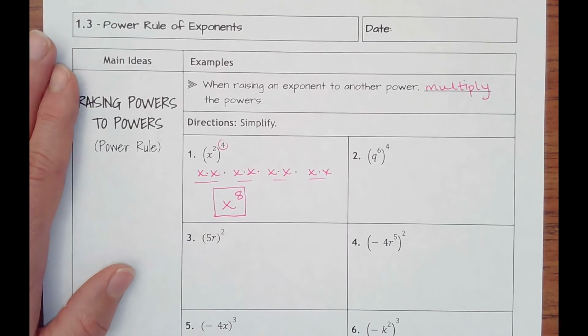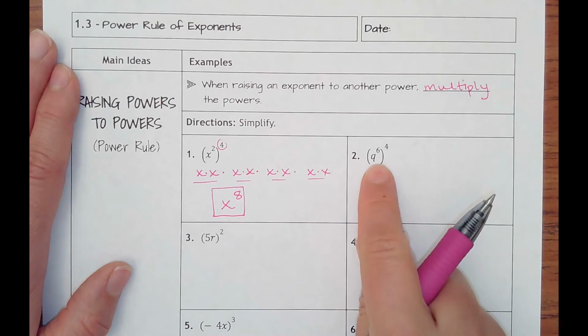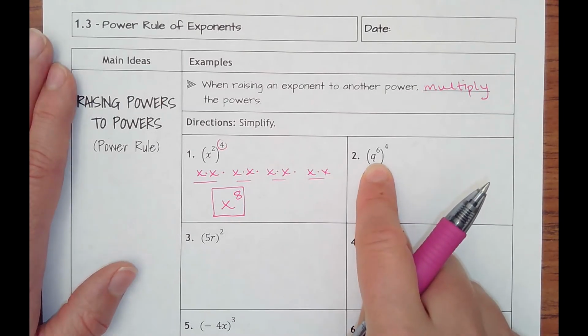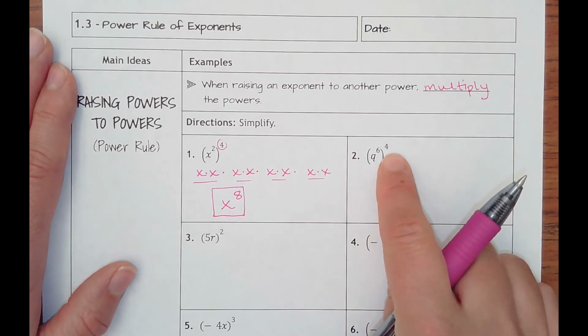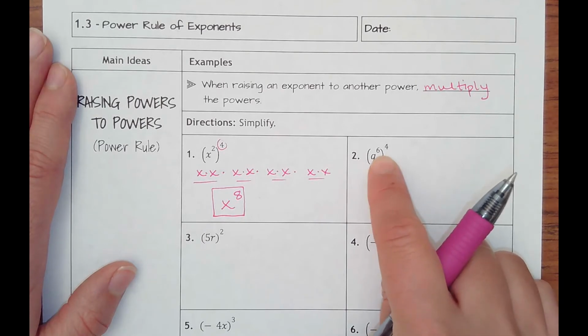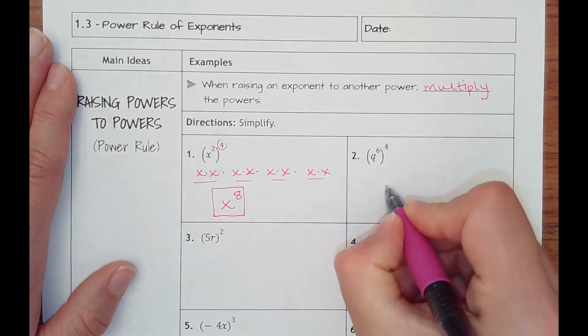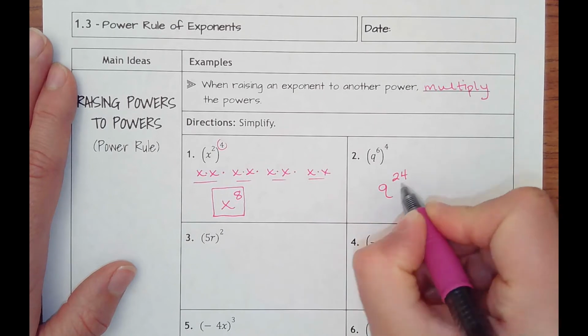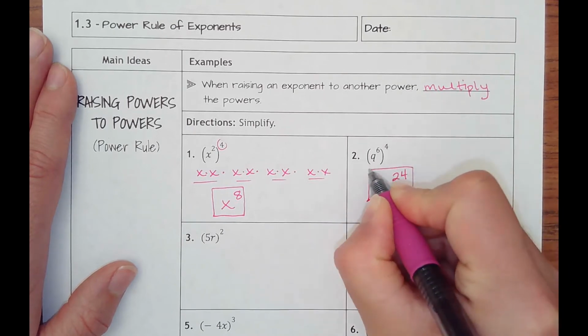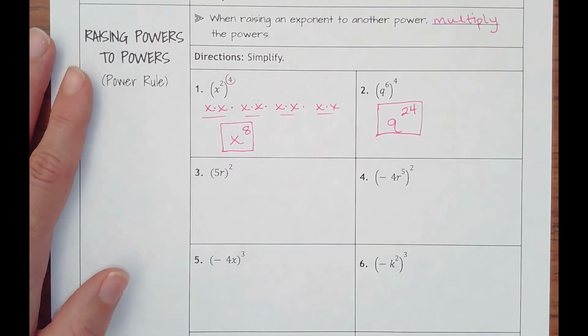All right, so number 2, I want you to start trying to visualize this as q times itself 6 times, and that grouping times itself 4 times. So you're going to have 6, 4 times. 6 times 4 would be q to the 24th power. Of course, they get a little more difficult.